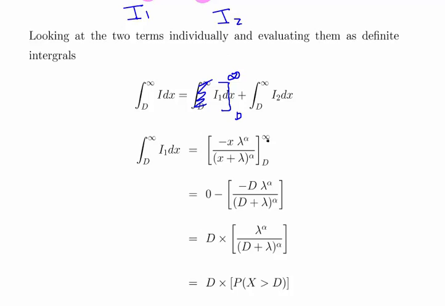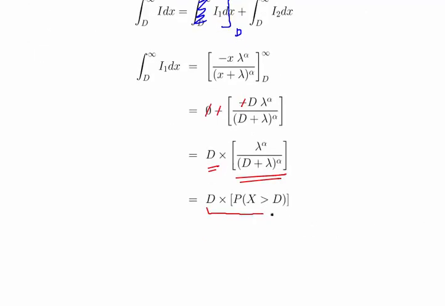When we evaluate it at infinity, we get 0. When we evaluate it at d, we get minus d times lambda to the power of alpha over (d plus lambda) to the power of alpha. So essentially the minuses cancel out, and we get that expression there. And if you note earlier on, that is something we were expecting: d times the probability of x greater than d.